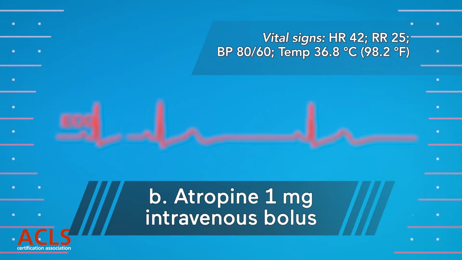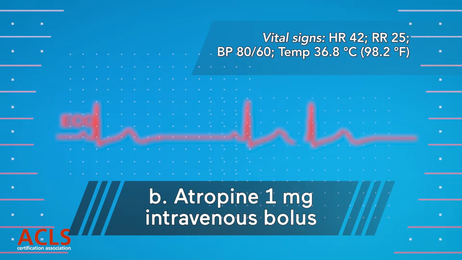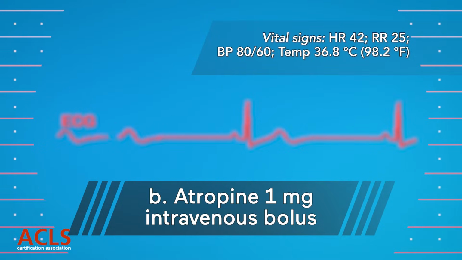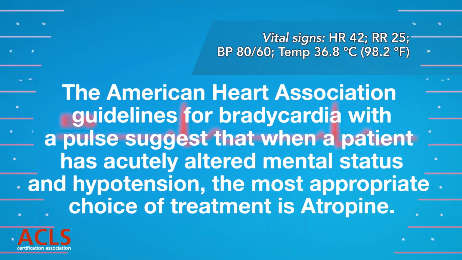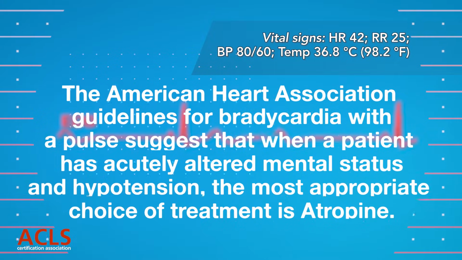Correct answer, B. Administer atropine, 1 milligram intravenous bolus. The American Heart Association guidelines for bradycardia with a pulse suggest that when a patient has acutely altered mental status and hypotension, the most appropriate choice of treatment is atropine.